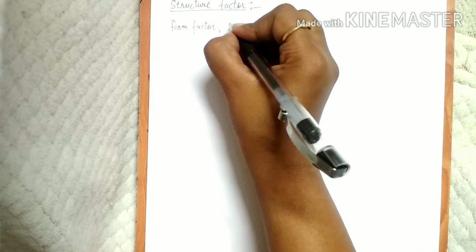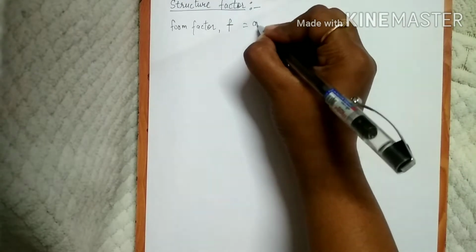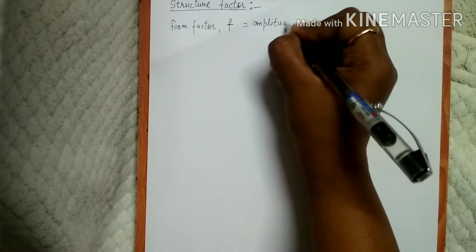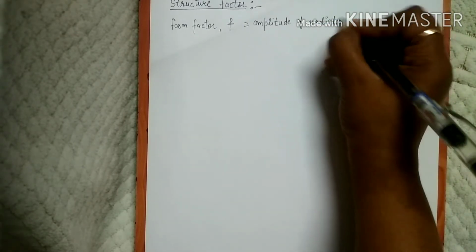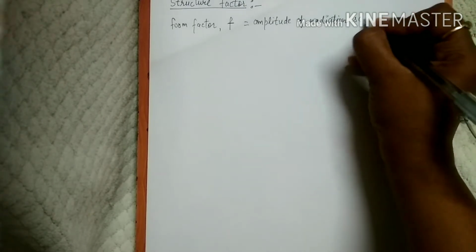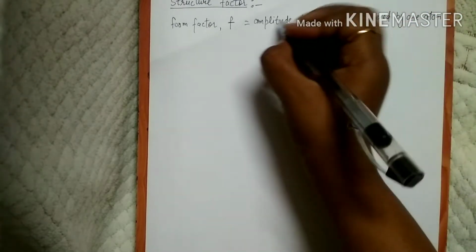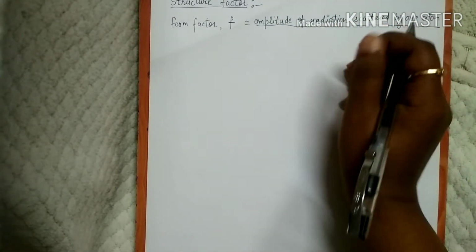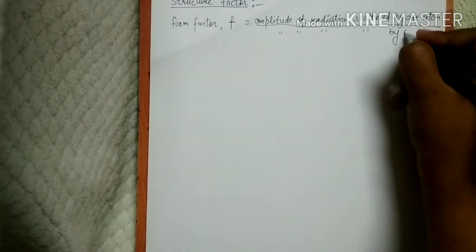It is represented by small f and the formula is amplitude of radiation scattered by one atom divided by the amplitude of radiation scattered by one electron. This is the formula for your form factor.